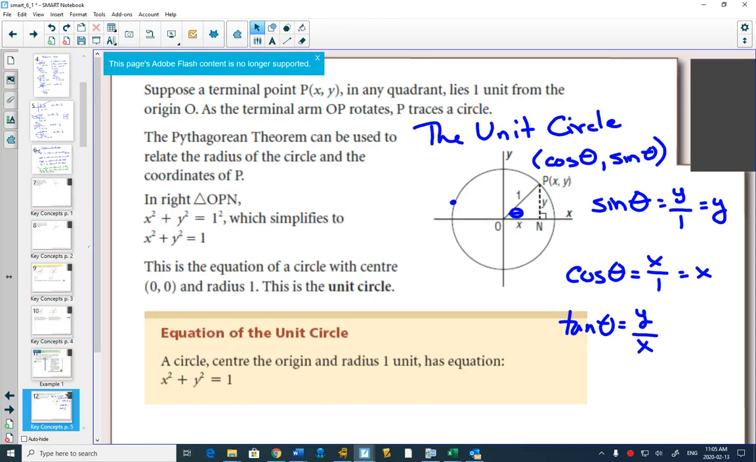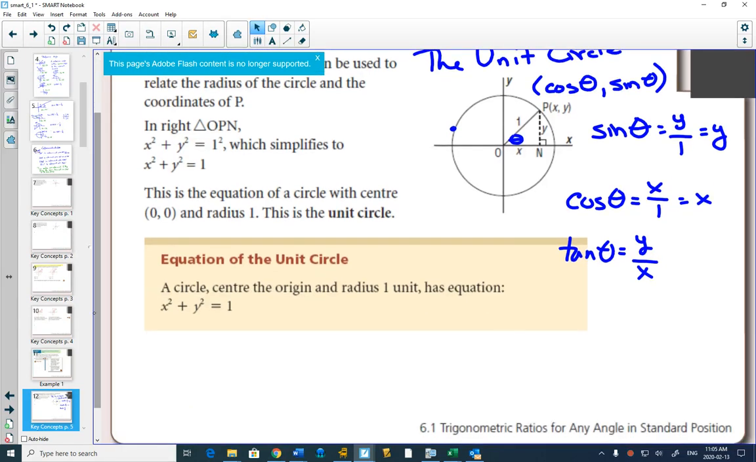And if x is cos and y is sine, we also find out from this that cos squared of an angle, I'll use theta, plus sine squared of an angle is always equal to 1.